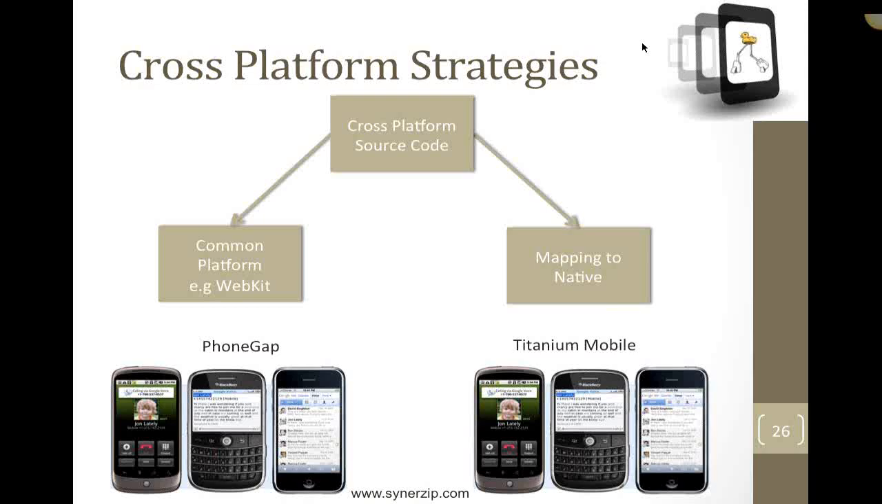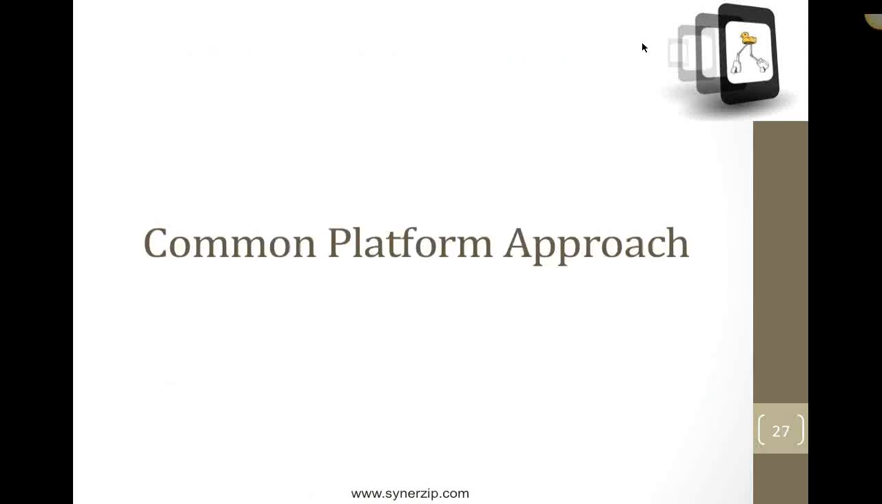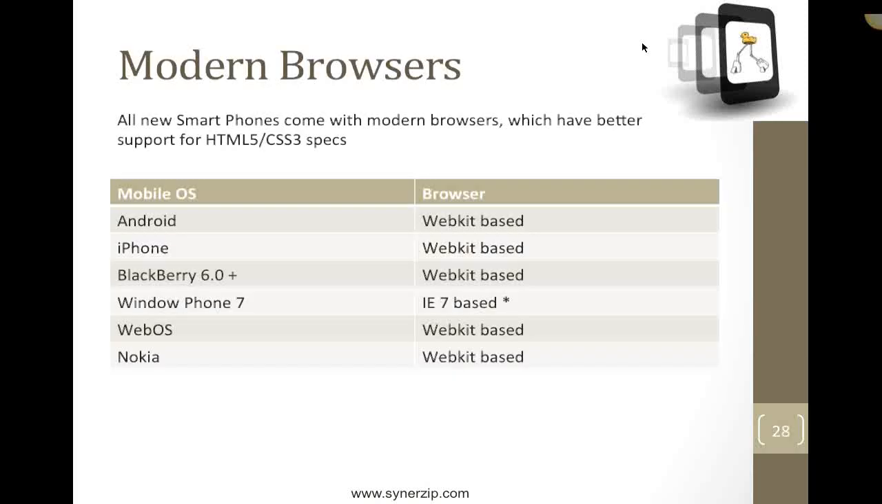Now, I'll first of all go through the common platform approach. Let's understand what a common platform approach is. All the new smartphones which have come in the market now have modern browsers, which have better support for HTML5 and CSS3 specs. Even so, they're much better than what desktop browsers provide. So if you see over here, all these mobile OS, except Windows 7, are all WebKit based.